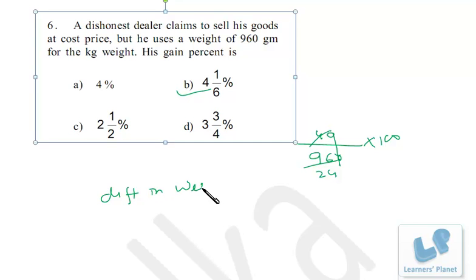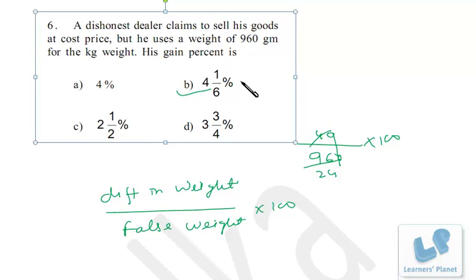Difference in weight or length or whatever, by false weight, into 100, right? So this formula will always work, whether it is difference in weight or maybe length or whatever the problems based on cheating are, this formula will work, right? Directly you can use this formula. Conceptually I have explained over here, and if you wish to use the formula directly, you can use it, right?